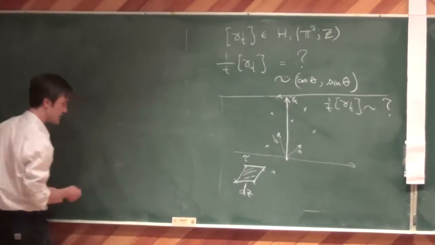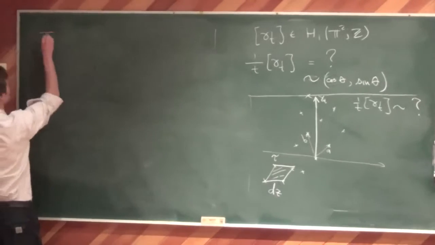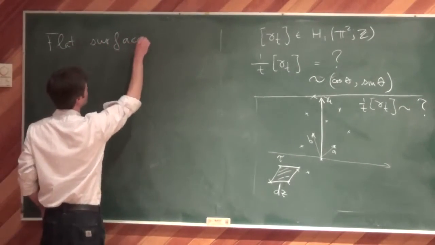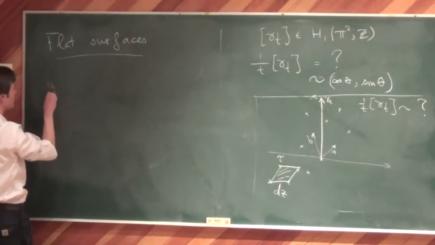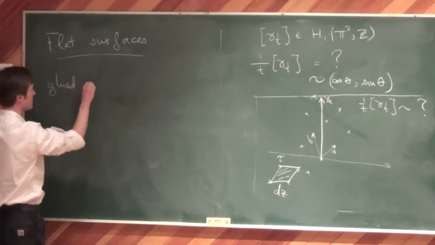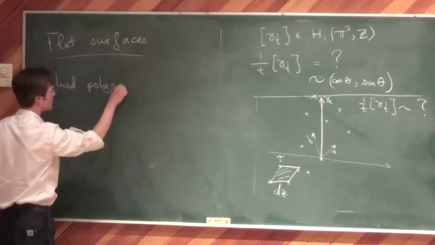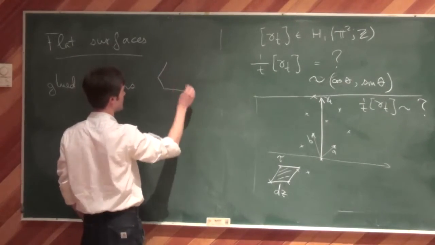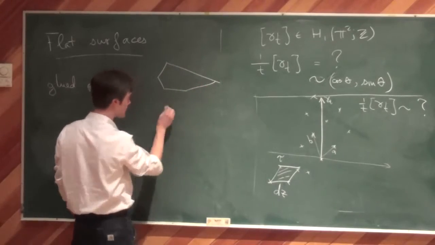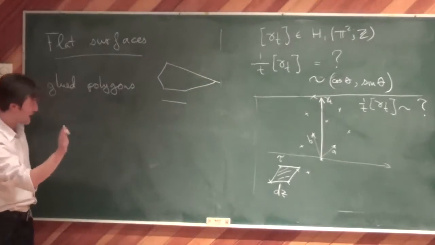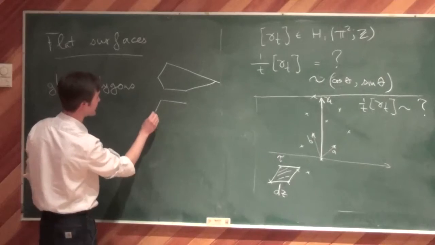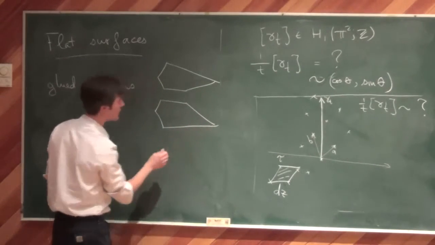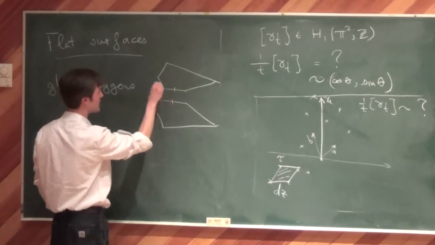So the general setup is as follows. You have flat surfaces, which are just glued polygons. You take something like an octagon. Sorry. By the end it'll be an octagon, but yes. You take two pentagons and say you identify them like this.